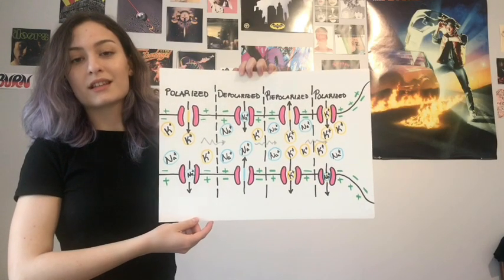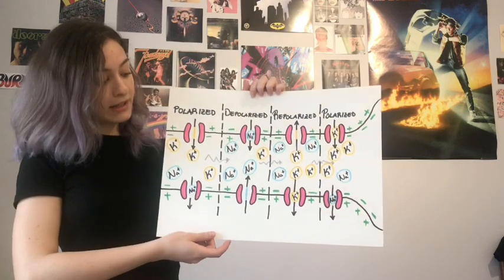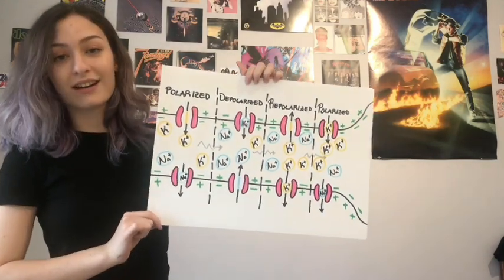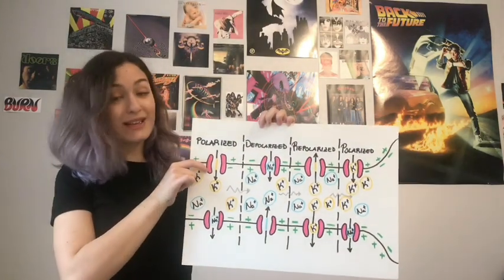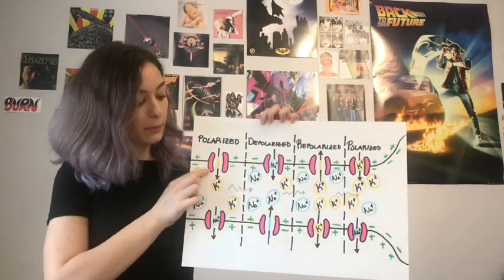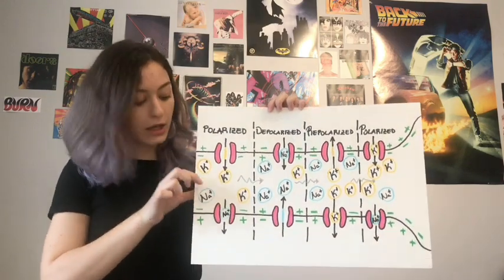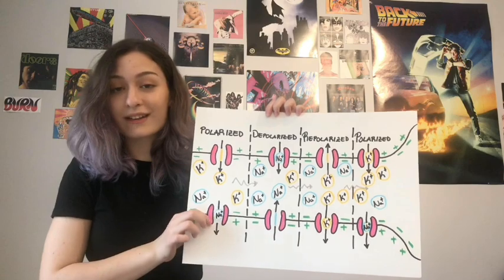Before the impulse, the neuron is polarized. That means the inside of the cell is negative with respect to the outside. And that is because sodium-potassium ATPase pumps pump potassium ions inside the cell while at the same time pumping sodium ions outside the cell.